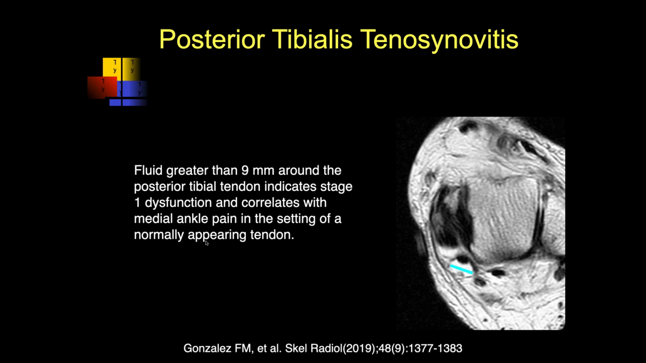So you can often get fluid in the tendon sheaths here. In fact, I would say it's rare not to have fluid in the flexor hallucis longus tendon sheath. It's a little bit less common to have it in the digitorum and the PTT, but people have looked at how much is too much. Basically, if you have fluid with a linear dimension greater than 9 millimeters, this paper says that correlates with medial ankle pain and early stage 1 posterior tibialis tendinopathy. I don't remember these numbers.